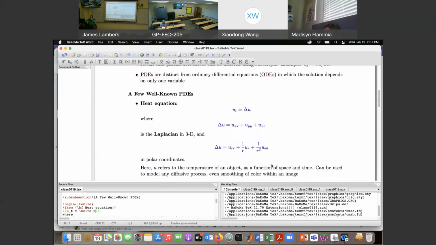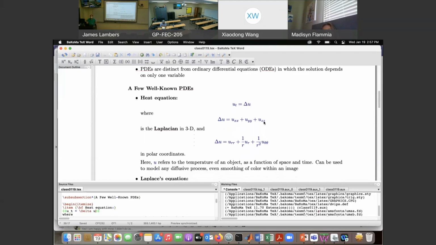Now, in the case of the heat equation, what does the solution mean? What does it signify? U refers to temperature. So U is a function of spatial variables like x, y, or x, y, and z, and time t. So it's the temperature of an object at a particular point in space at a particular time. But in general, you can also think of this as not just a heat equation. It's not just for modeling heat flow, but also diffusion in general, any kind of diffusive process.